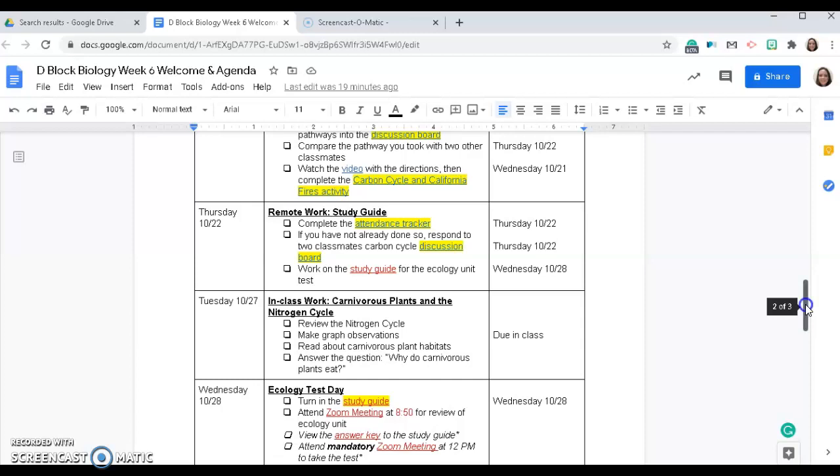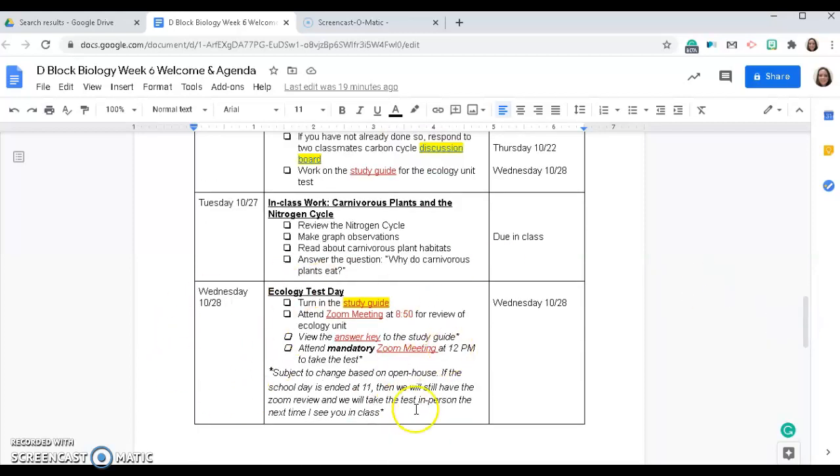And then Wednesday, the 28th, that is the potential test day. The study guide is due on the day of the test. We'll do just like we did last time. We'll have a Zoom meeting in the morning for some review, and then in the afternoon, we will do the test, assuming that we're taking the test that day. On the day of the test, I will post an answer key to the study guide, so that way in the morning before the test, when you are studying, you can look at the answer key and compare it to your study guide.